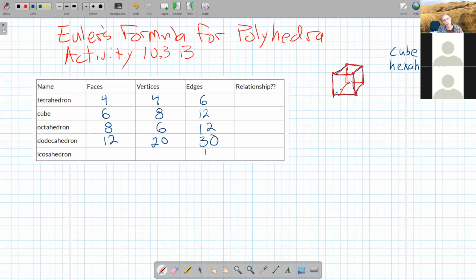Does anybody see like an arithmetic way to relate 4, 4, and 6? And the same arithmetic relates 6, 8, and 12. And the same relates 8, 6, and 12. And the same arithmetic 12, 20, and 30. They don't all add up to the same number. That's close to the relationship.